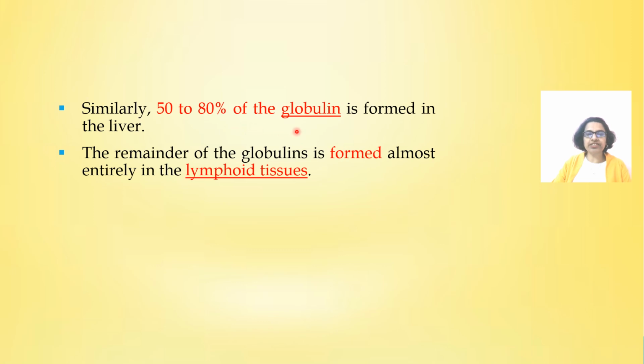50 to 80 percent of the globulin is formed in the liver. The remainder of globulin is formed almost entirely in the lymphoid tissue. 50 to 80 percent of the globulin is formed in the liver, whereas the rest of the globulins is formed entirely in the lymphoid tissue.